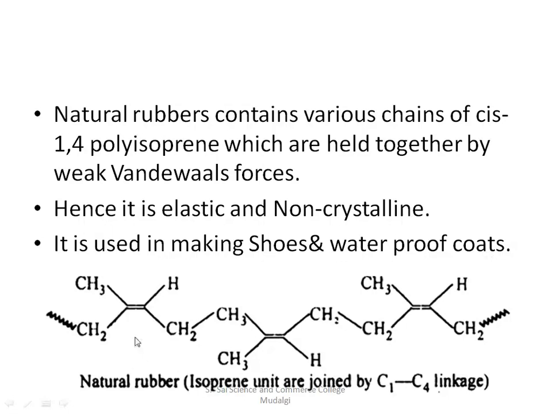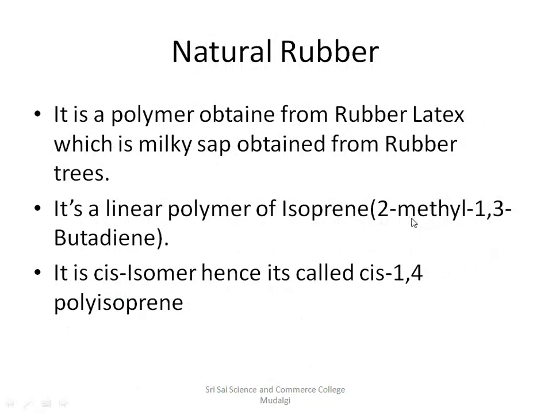So here you can see the structure of your natural rubber. So natural rubber is made up of isoprene units in which carbon 1 and carbon 4 are joined together. So when we take the name here, what is the name of this compound, isoprene?